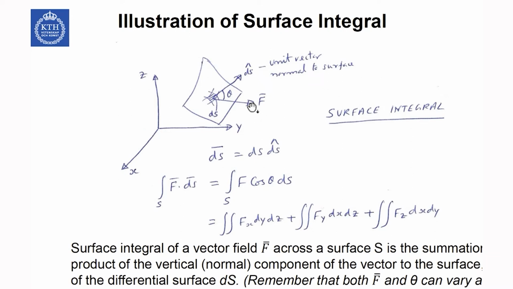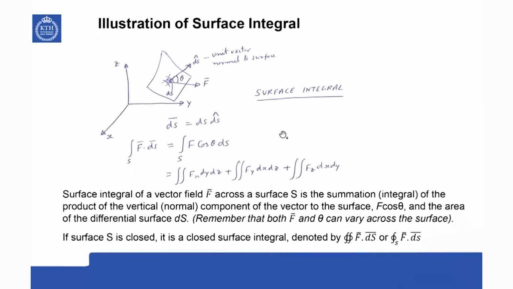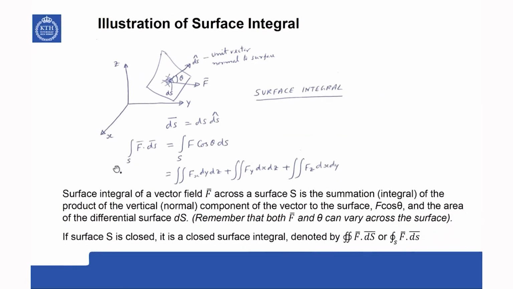Then the dot product of vector F and the unit vector is F cos theta, and the surface integral of F dot dS, that is, the surface integral of a vector field F across a surface S, is defined as the summation or integral of the product of the normal component of the vector to the surface, F cos theta, and the area of the differential surface dS.